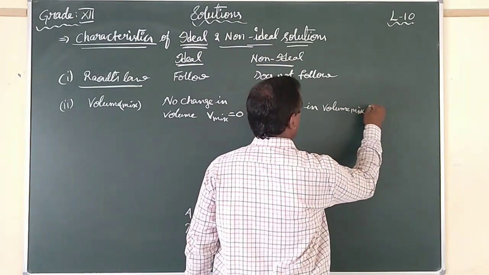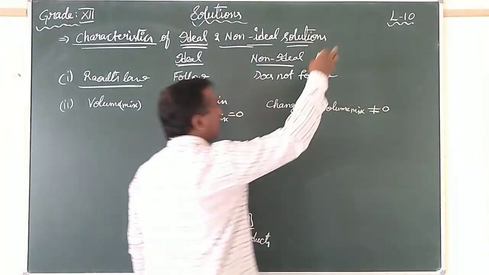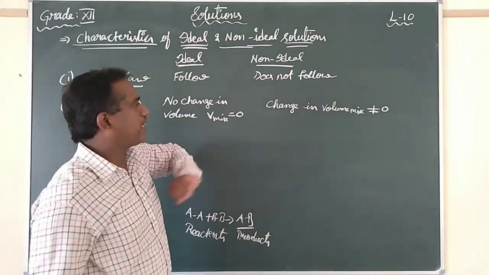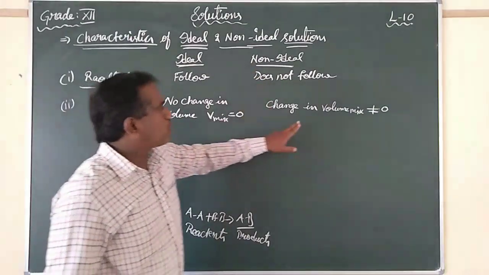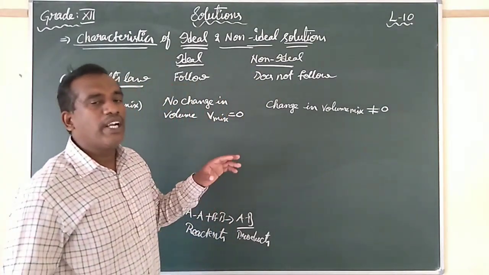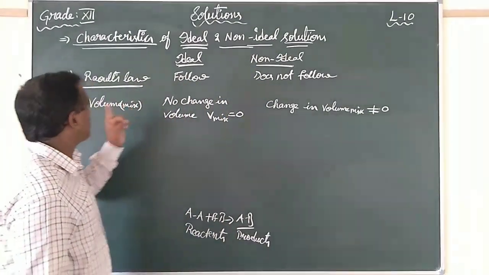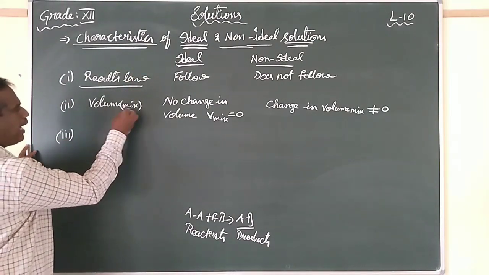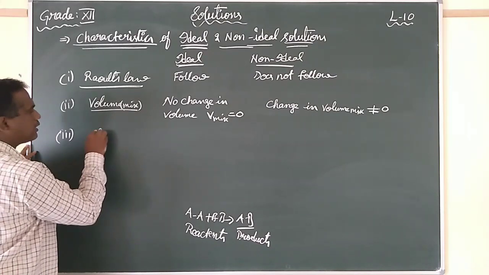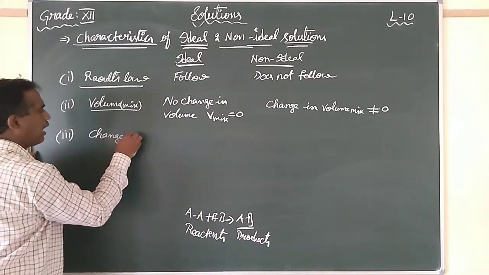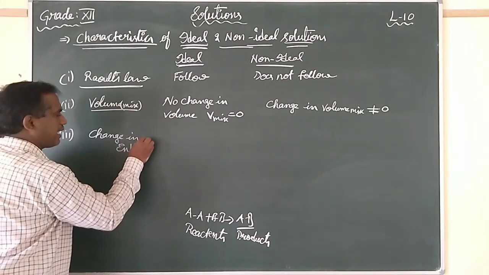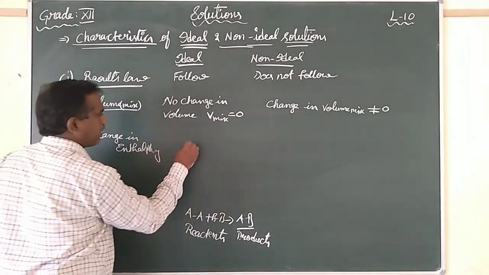We shall discuss again about ideal. In the non-ideal there are two kinds, positive and negative. But altogether for the non-ideal solution, there is a change in volume. It is not equal to 0, unlike the ideal solution. Now we are going to bring up another term that is called change in enthalpy. That is the heat content.